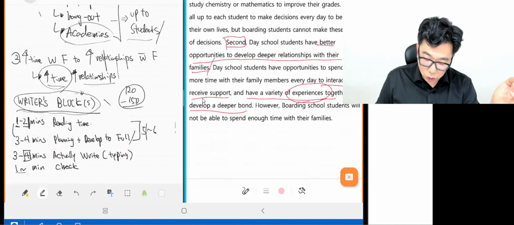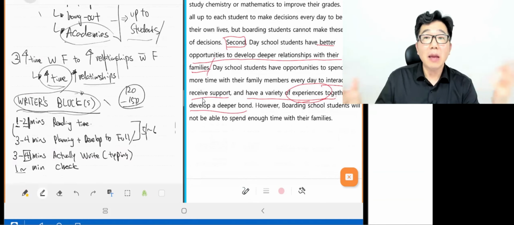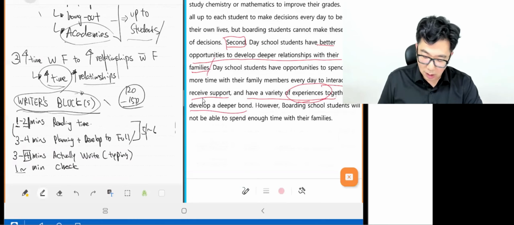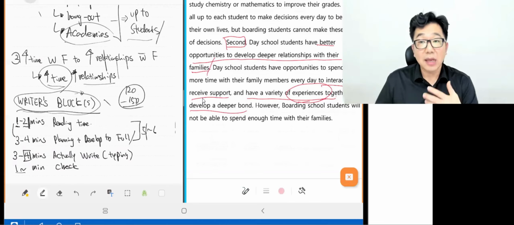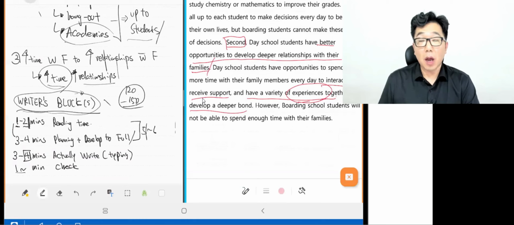Second, day school students have better opportunities to develop deeper relationship with their families. Simply, they can spend more time with their family members. Day school students have opportunities to spend a lot of time with their family members to interact, receive support, and have a variety of experiences together to develop a deeper bond. However, boarding school students, unfortunately, sadly, will not be able to spend enough time with their family because they won't come home. They have to stay at school.